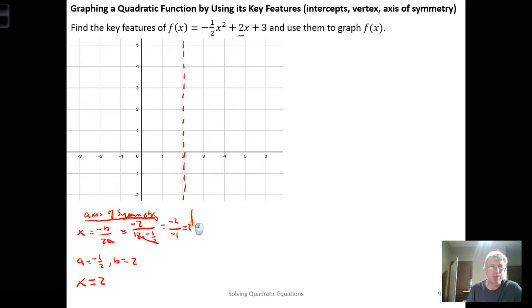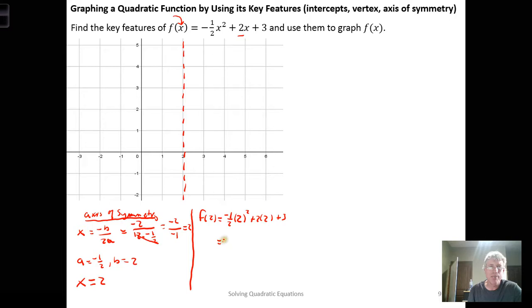Once I found that axis of symmetry, I can use that to find the vertex, because we know that the vertex is found by inputting the x-coordinate of the axis of symmetry into the function. So we evaluate f of 2, which is going to equal negative 1/2 times x squared plus 2 times x plus 3 from our function up here. And so everywhere there was an x, we are going to replace that x with a 2.